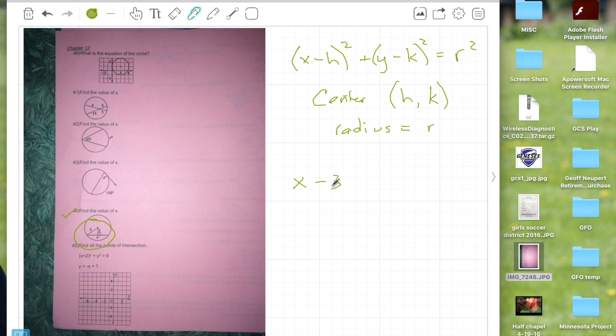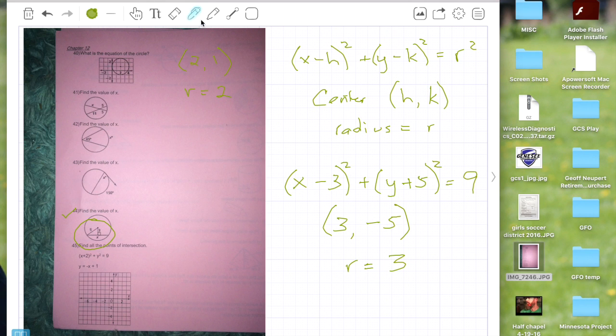Like x minus 3 squared plus y plus 5 squared equals 9. Your center point would be 3, negative 5, and the radius would actually equal 3, because this has got to be the radius squared. So as we look up at your problem, it looks like the center point is 2, 1, and it looks like it has a radius of 2.